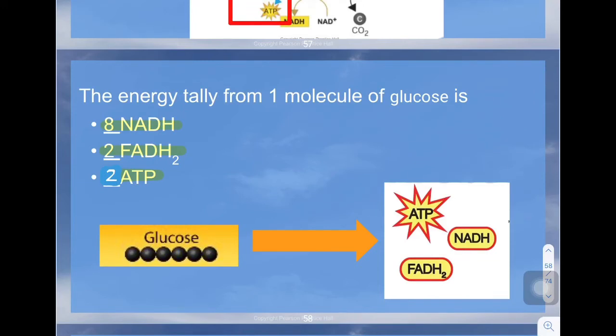So at this point, we really only generated 4 ATP total, 2 from glycolysis and 2 from the Krebs cycle. The highest amount of ATP or energy generated from cellular respiration is going to be in the 3rd and final stage of cellular respiration, and that is the electron transport chain.